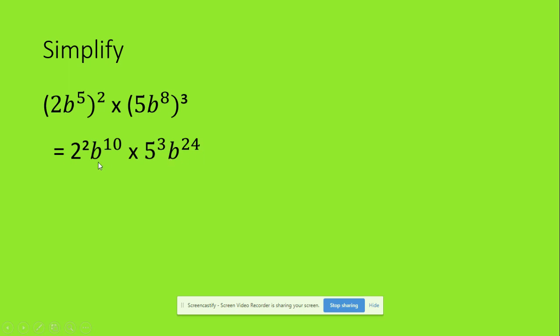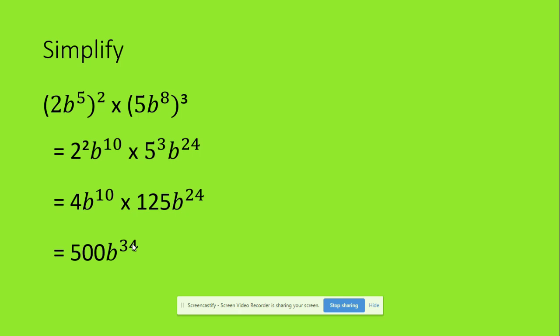But you're not finished, okay? Because now you've got 2 to the power of 2 and you've got 5 to the power of 3. So we go to the next line. 2 to the power of 2 is 4 and b to the power of 10. And then 5 to the power of 3 is 125 and we've got b to the power of 24. So now what we can do is multiply our whole numbers. So we can go 4 times 125. Then we have our b, and then we add our indices. So your answer would be 500 b to the power of 34. So now we're smushing everything together.